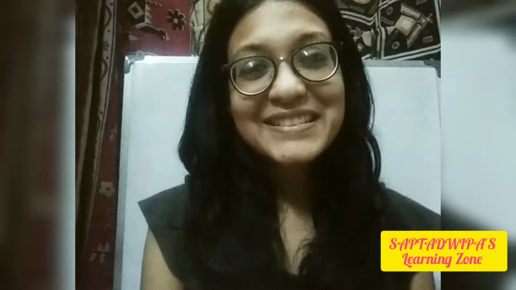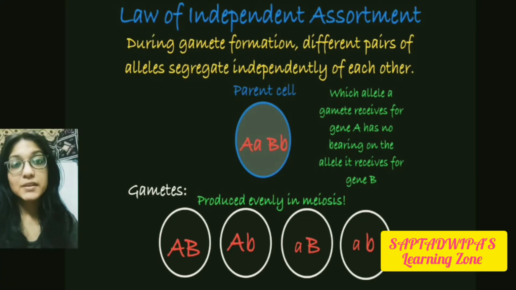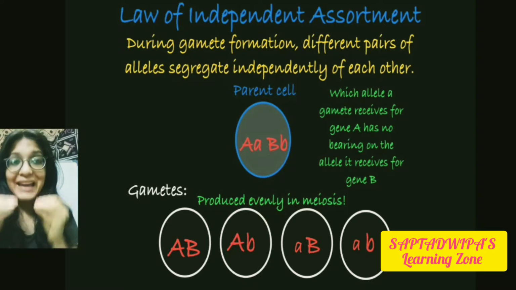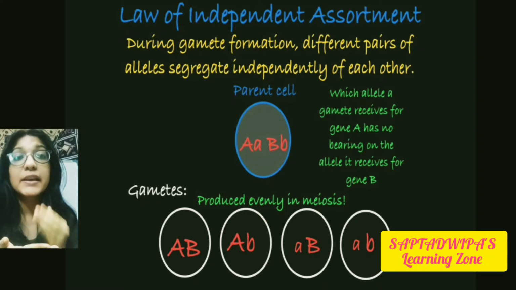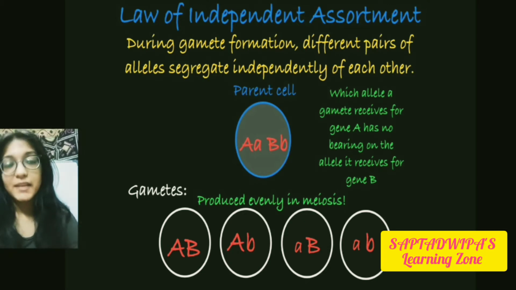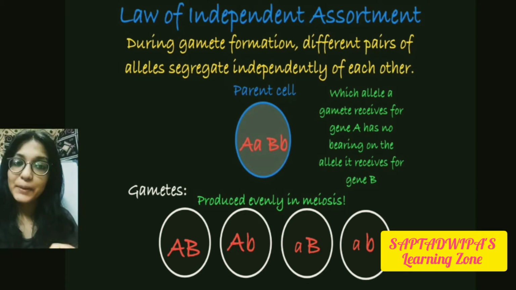So let's get started. The law of independent assortment was the law which was left after yesterday's session. During gamete formation, as we have already studied in the law of segregation, whenever gametes are produced, they are segregated individually to develop into individuals. So during gamete formation, when different pairs of alleles segregate independently of each other, that is known as the law of independent assortment.